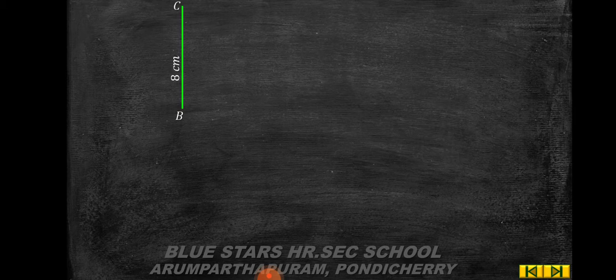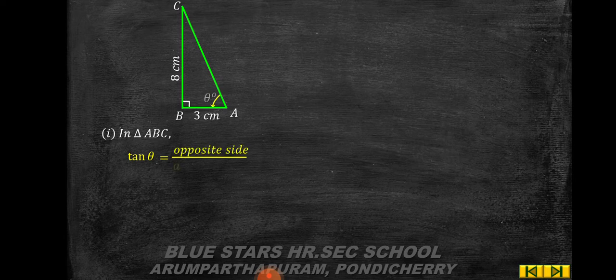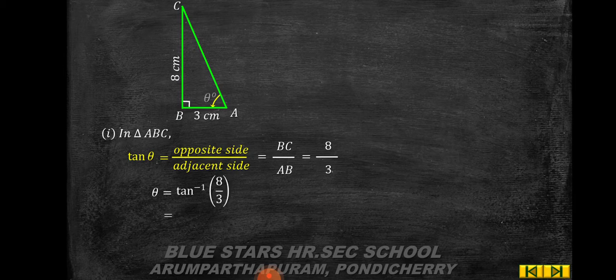There is another triangle. BC is 8 cm and AB is 3 cm. You have to find the theta value. So in triangle ABC, you know tan theta is equal to opposite side by adjacent side, where opposite side is BC and adjacent side is AB. The value of BC is 8 and the value of AB is 3. So theta is equal to tan inverse of 8 by 3.